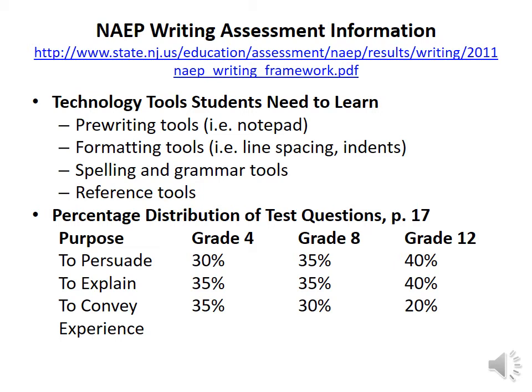In grade 8, to persuade is at 35%, to explain is 35%, conveying experiences is down a little bit to 30%, probably because of the three genres, that is the easiest genre. And the testers want to know whether students at grade 8 can move beyond that in a meaningful way. Grade 12 persuades 40, explains 40, conveying experiences has dropped to 20. Interesting, I think.